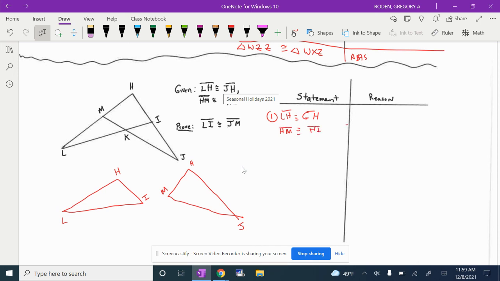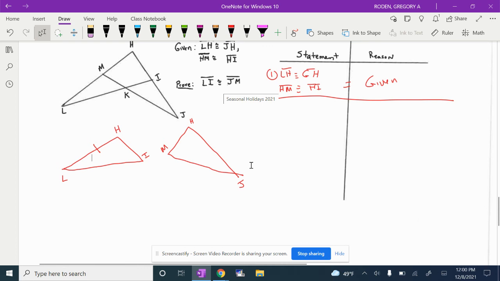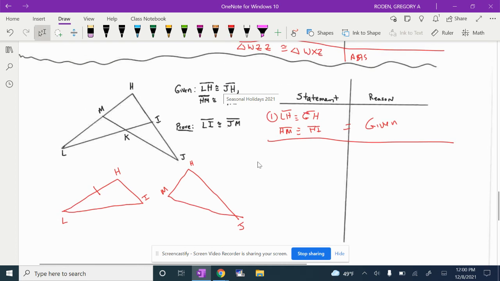And that's just all given. Okay, so let's mark that in our picture. LH is congruent to JH. Sorry, this is a J here. So we can say that LH and JH are congruent. So these two lines are congruent right here.